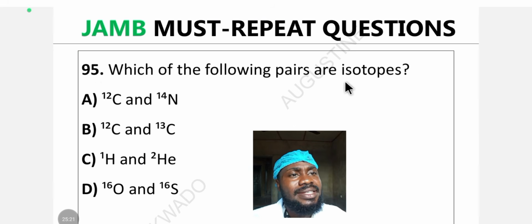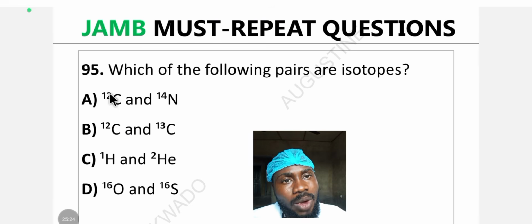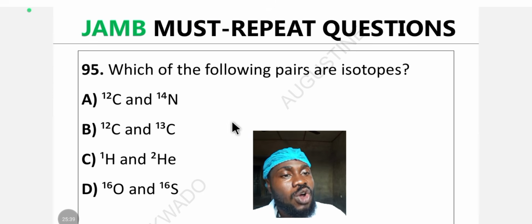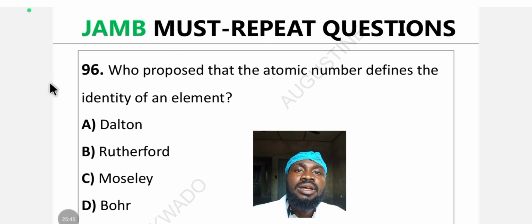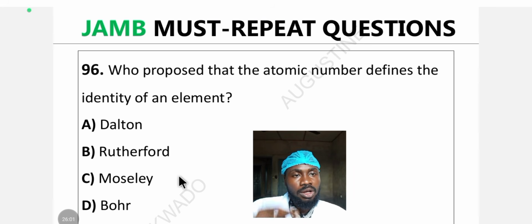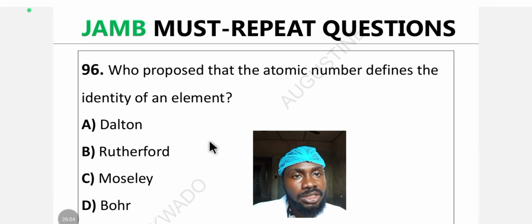Question 95. Which of the following pairs are isotopes? A. Carbon and nitrogen, B. carbon 12 and carbon 13, C. hydrogen 1 and helium 2, D. oxygen 16 and sulfur 16. What's the answer? Drop the answer in the comment section. Question 96. Who proposed that the atomic number defines the identity of an element? A. Dalton, B. Rutherford, C. Moseley, D. Bohr. What's the answer? Drop the answer in the comment section.